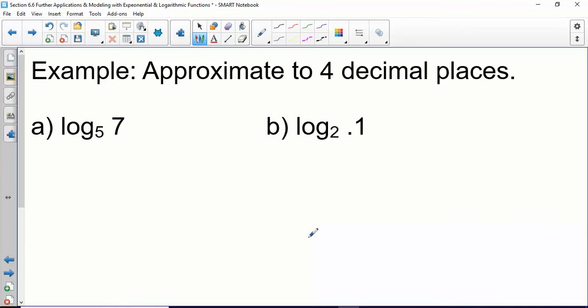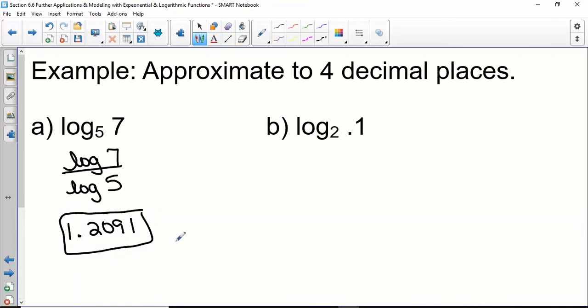So just a couple examples. Log base 5 of 7. So that would turn into log of the argument, so log of the big number over log of the base, or log of the big number over log of the small number. So then on your calculator, log 7 over log 5 is 1.2091.